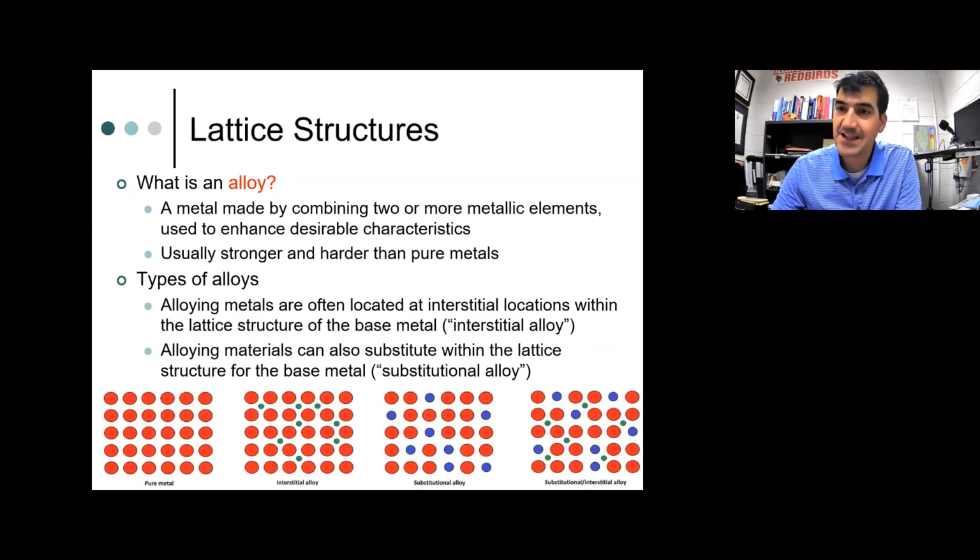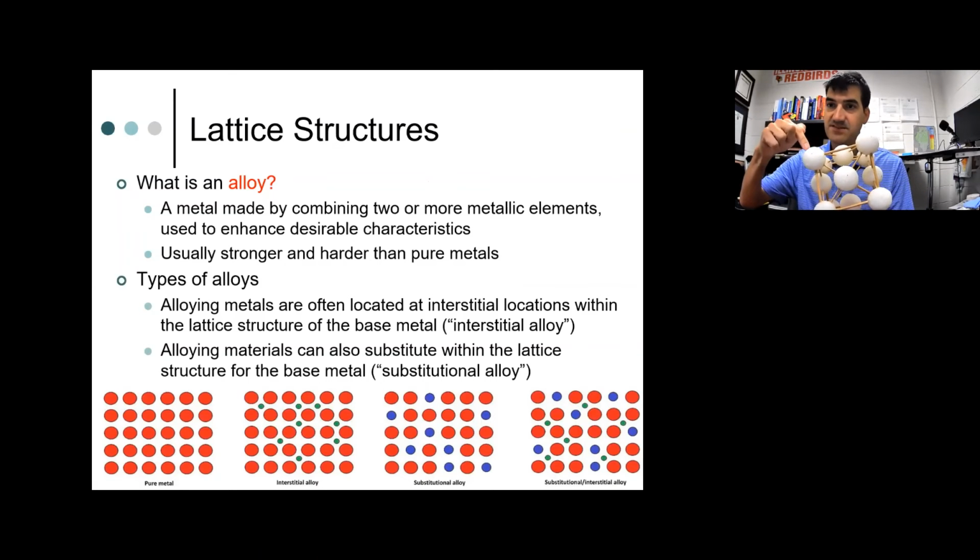And for alloys, we can have a couple different kinds of alloys. We can have an alloy where we have a different kind of material that gets mixed into the interstitial locations. Or we could have what's called a substitutional alloy, where some other base element actually takes the place and substitutes for one of these base elements in the lattice structure. So it just substitutes for one of the main positions in the lattice structure.